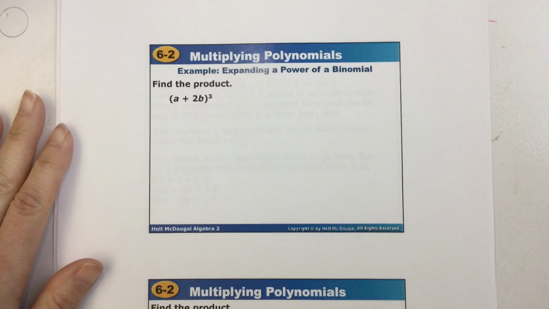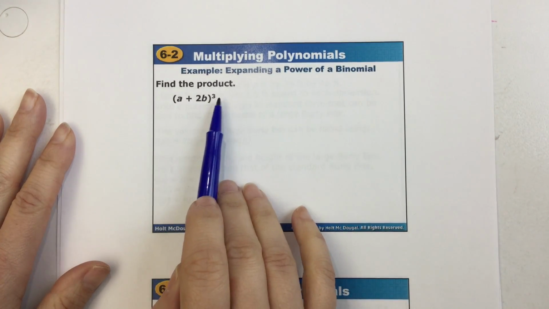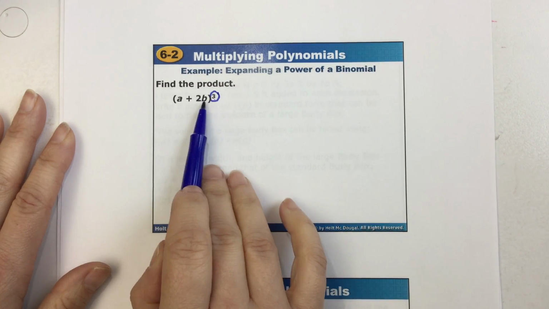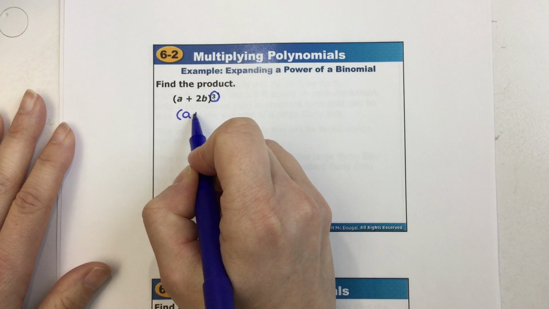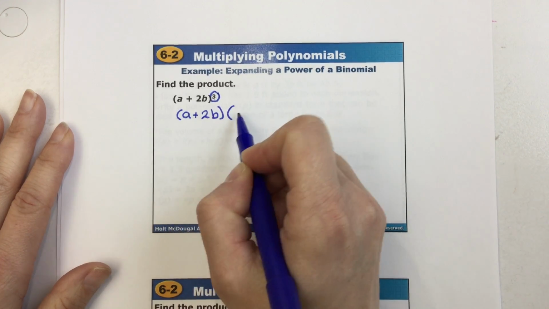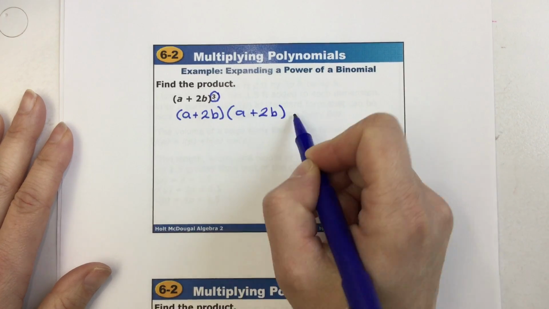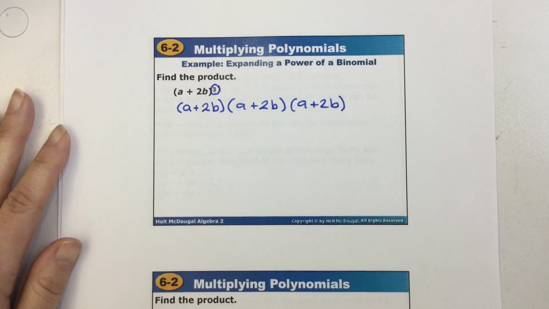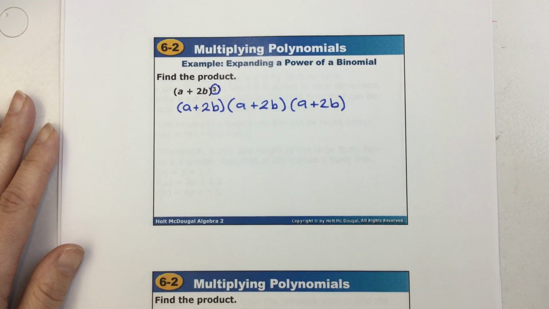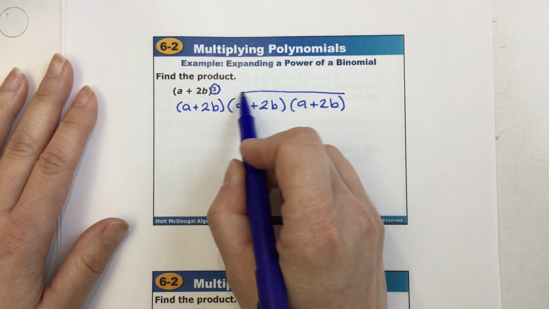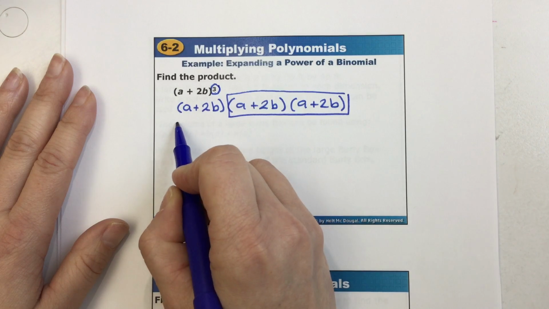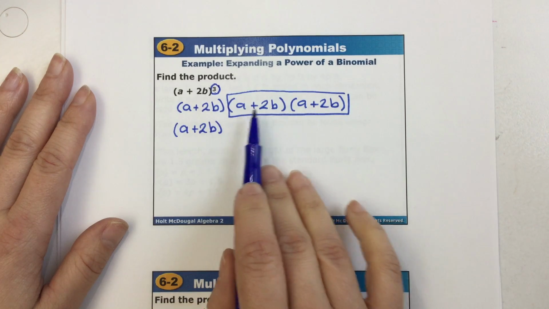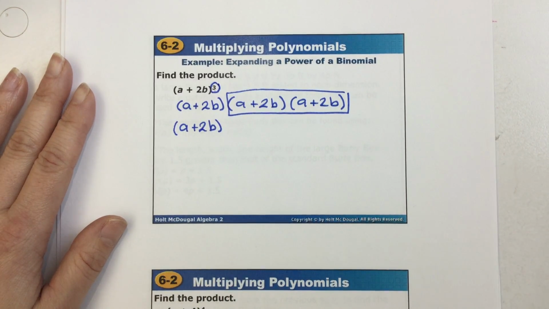The first thing we want to see today is that you can multiply polynomials that have an exponent. This exponent tells you how many times you have this binomial. So for example, a plus 2b to the power of 3 really means that you have a plus 2b, you have that 3 times. Now when you multiply, remember you can only multiply two things together at a time. So what I'm going to do is multiply these two binomials together. I will just carry down the a plus 2b. Because this is 2 terms by 2 terms, I can use the FOIL method.